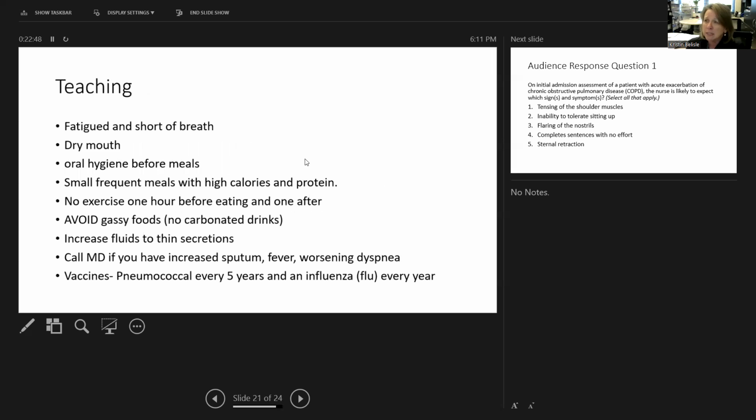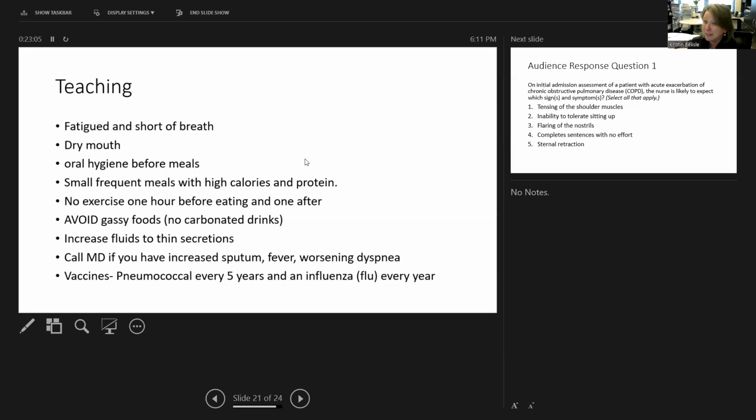Teaching. They're going to be fatigued and short of breath. They need to know that's normal. They're going to have a dry mouth because a lot of them are mouth breathing. Oral hygiene before meals will help with that. They need to do more frequent oral hygiene. We need to do it for them if they're in the hospital. This also will help with taste.